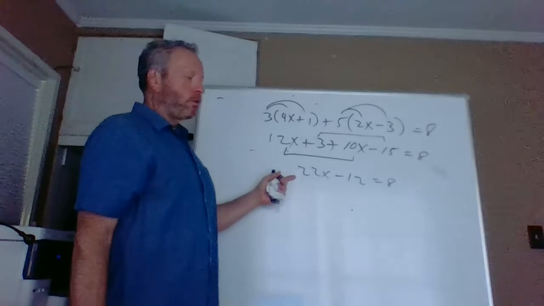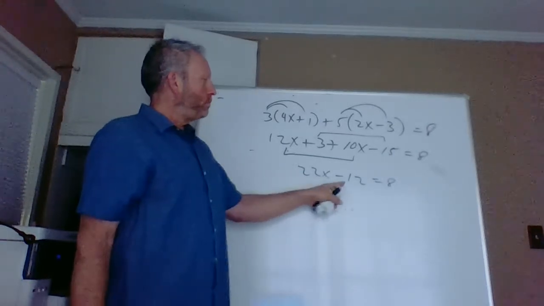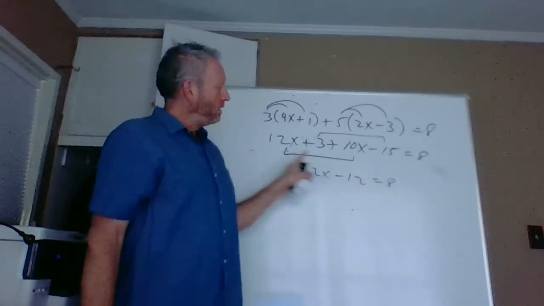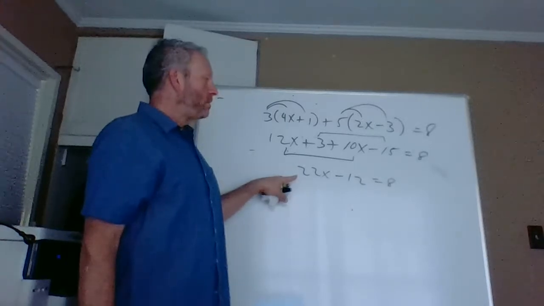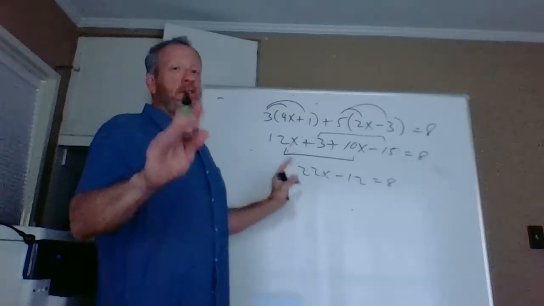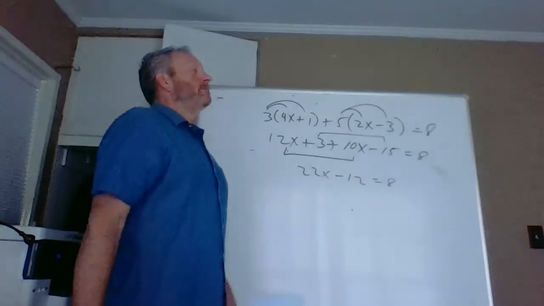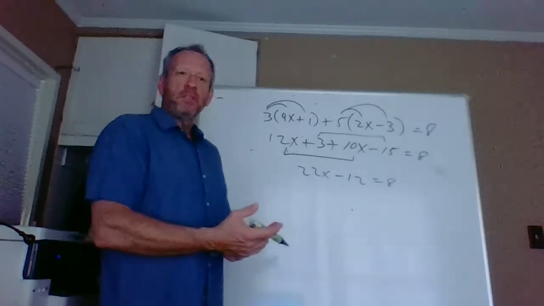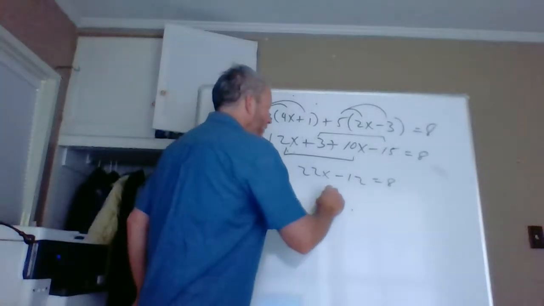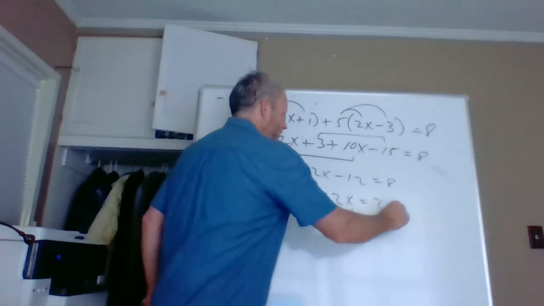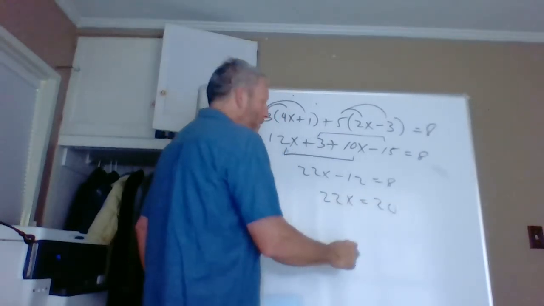This is that general form of a linear equation. Ax plus b equals c. So this should become like a friend when you see this. You say, oh, yeah, no problems. Take a nice deep breath and finish the problem. Let me add 12 to both sides. And I'll divide both sides by 22.